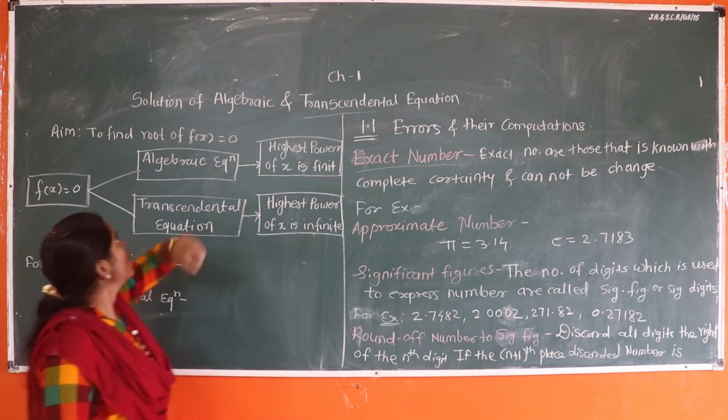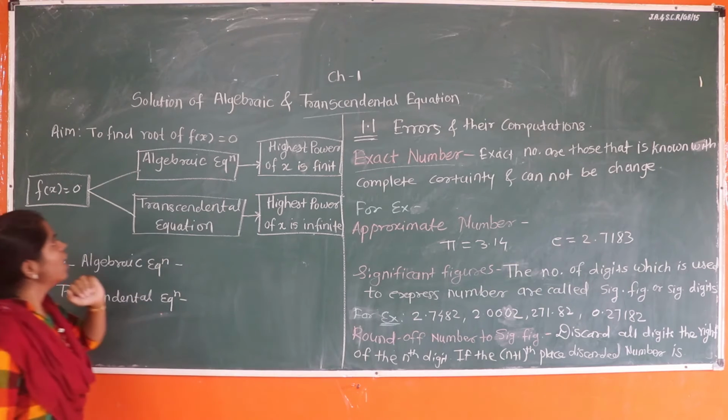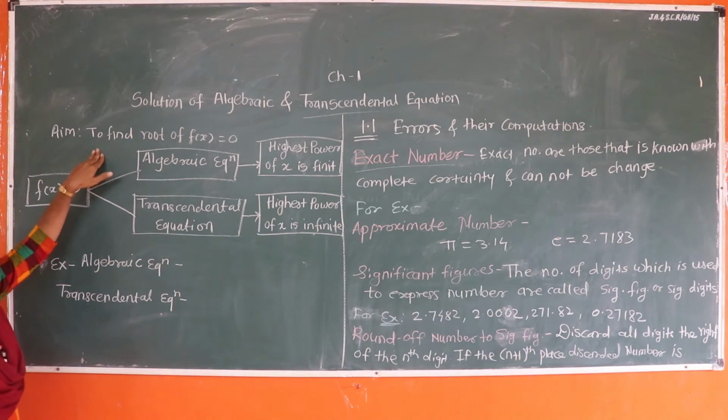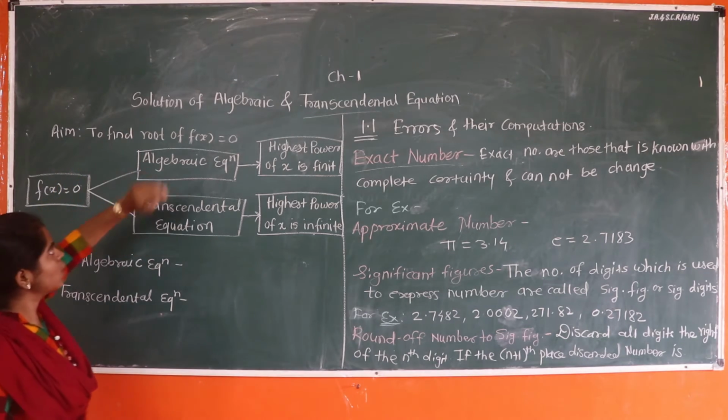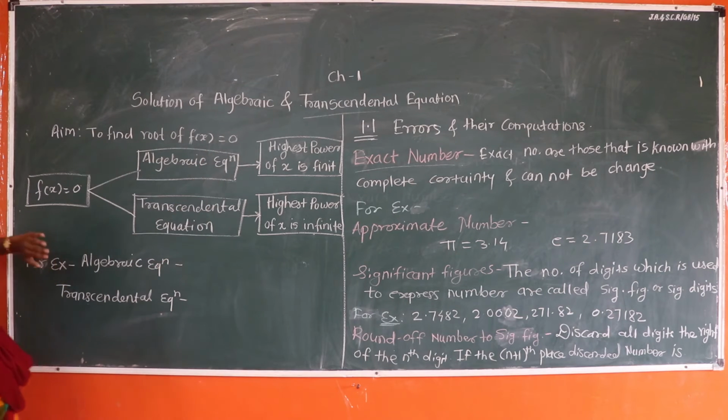Chapter first, solution of algebraic and transcendental equation. In this chapter, the aim is to find the root of the function f of x equal to 0. It means finding the value of x which satisfies this function. After putting the value of x in the function f of x, we get the value of the function as 0. It means x is a solution of this function.